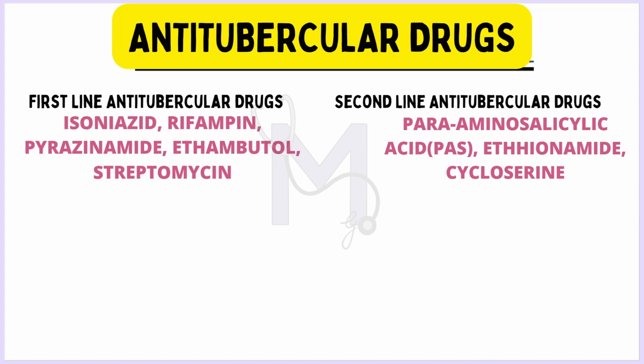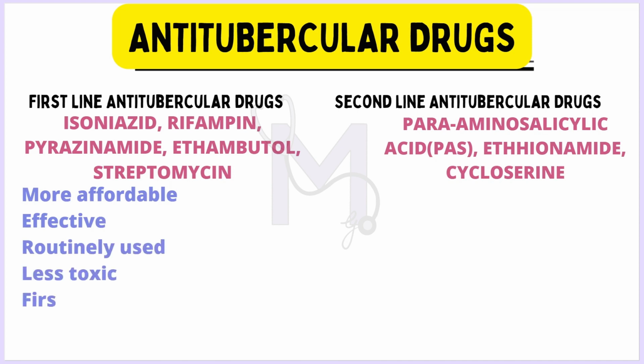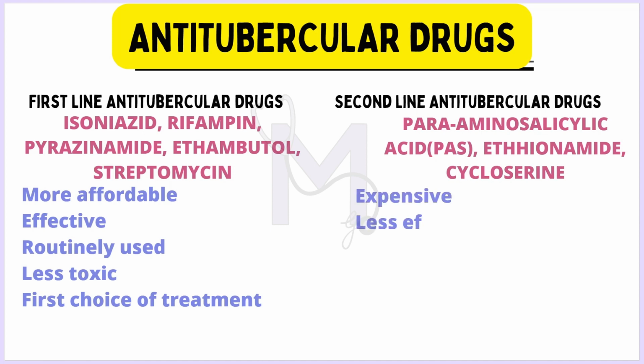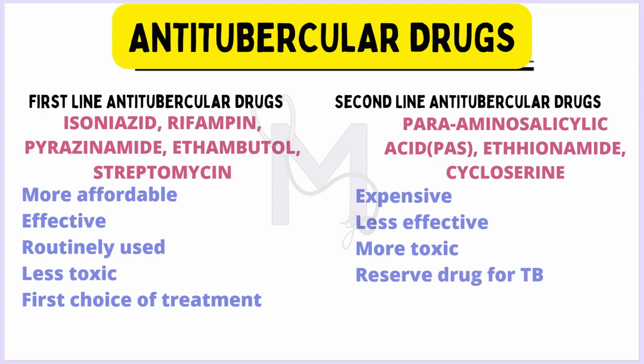When you compare them, first-line is more affordable, effective, routinely used, and a less toxic option for treating tuberculosis, while second-line tuberculosis medications are more expensive, less efficient, and toxic. They are preferred as the reserve drug to treat tuberculosis.